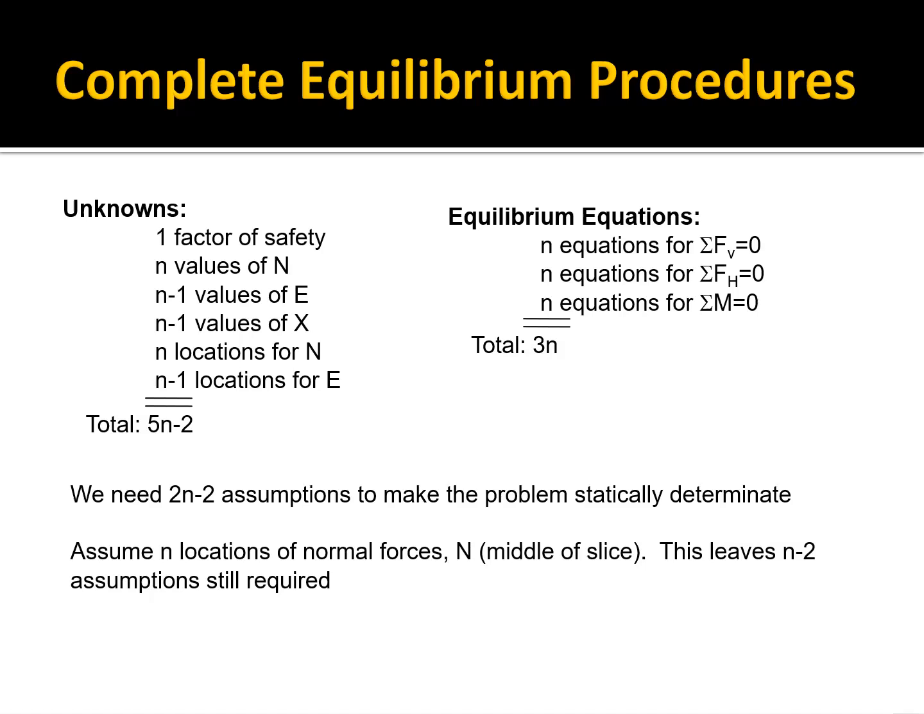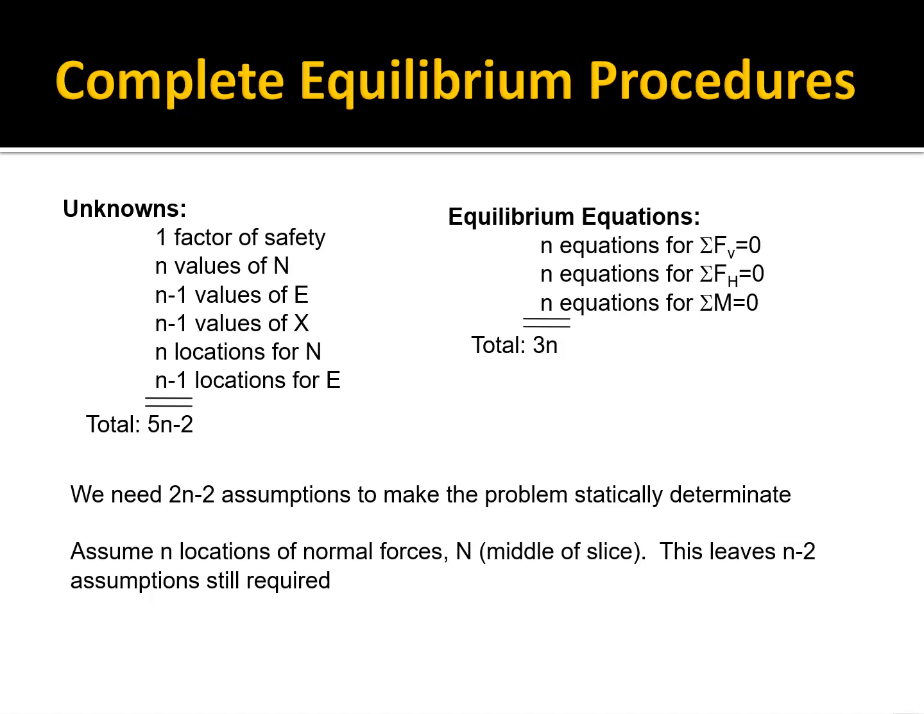Okay, to go back to the general method of slices, the summary we saw on the unknowns and equations. The total number of unknowns we have is 5n minus 2. The total number of equations we have is 3n. In each of the other techniques, we've made more than 5n minus 2 assumptions, but if we only make 2n minus 2 assumptions, just enough to make the problem statically determinate, then we have 3n unknowns and 3n equilibrium equations. Therefore, we call it a complete equilibrium procedure.